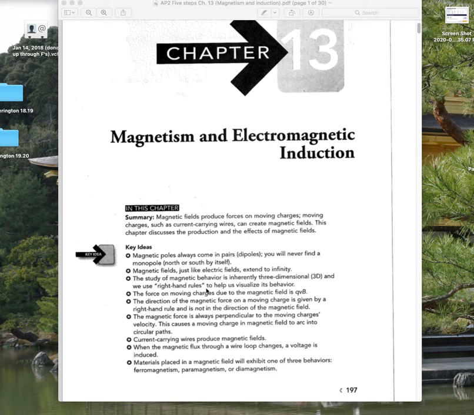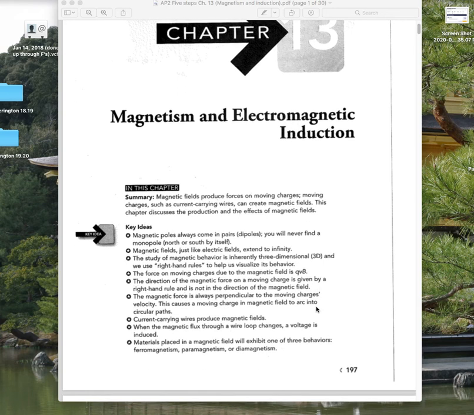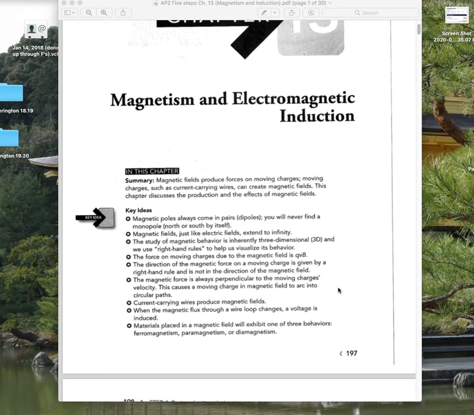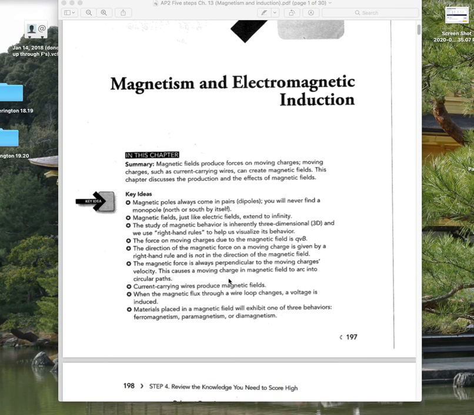The force on moving charges due to magnetic fields is given by this formula, qvB. The direction of the magnetic force is given by a right-hand rule on a positive charge, left-hand rule on a negative charge. So it is not the same as the direction of the magnetic field. Magnetic force is always perpendicular to the moving charge's velocity, or rather perpendicular to whatever component of that velocity is perpendicular to the magnetic field.